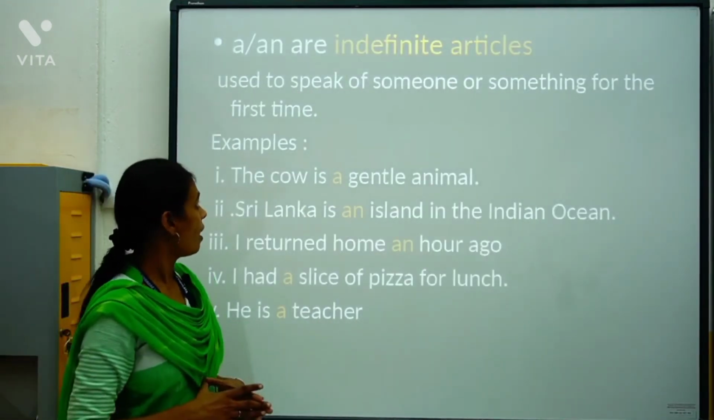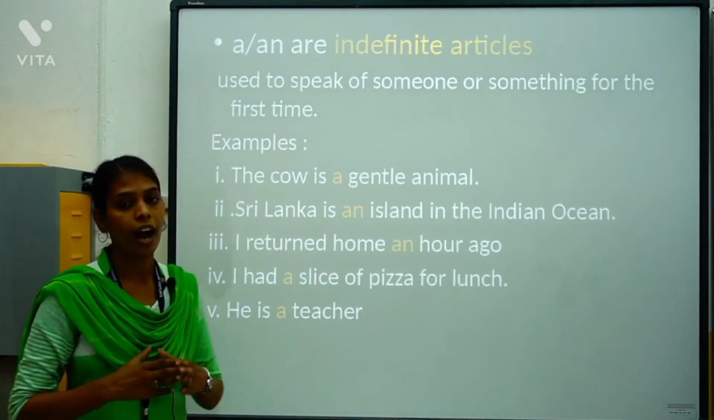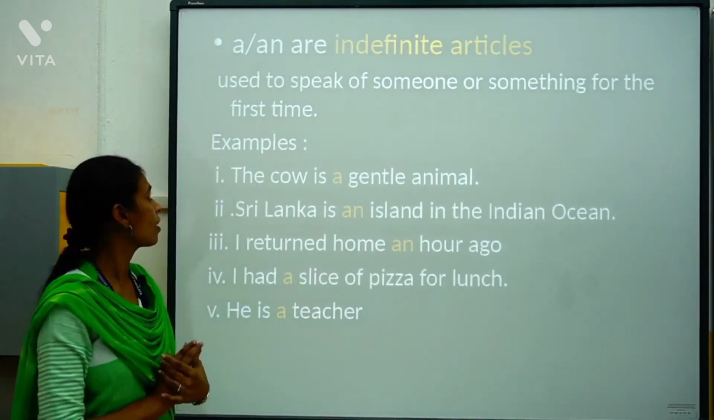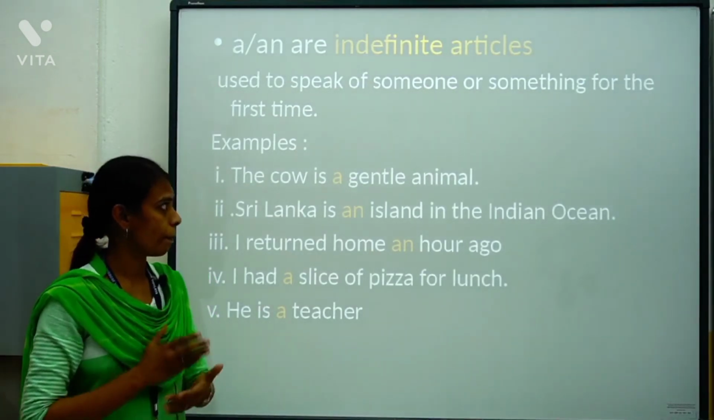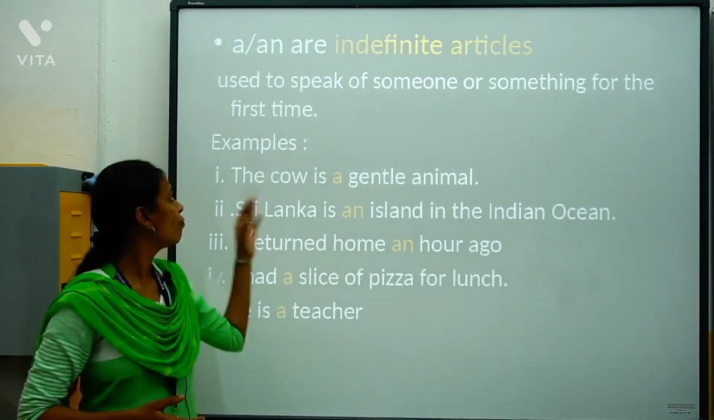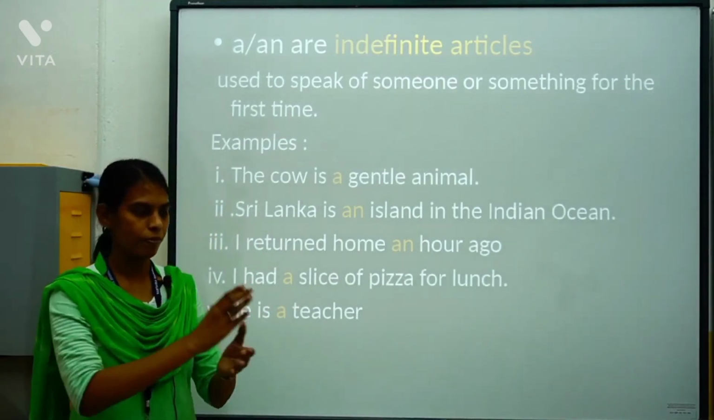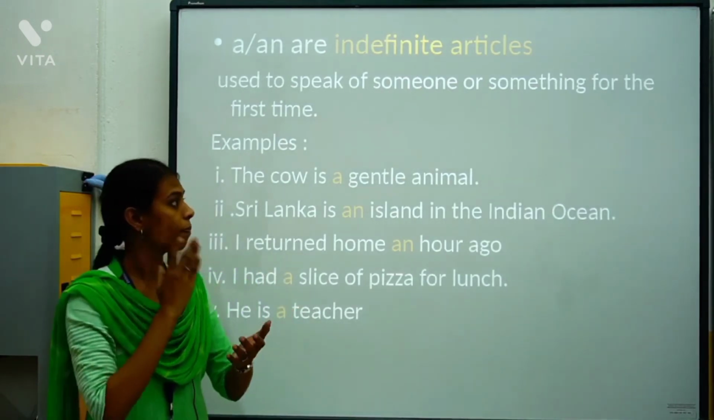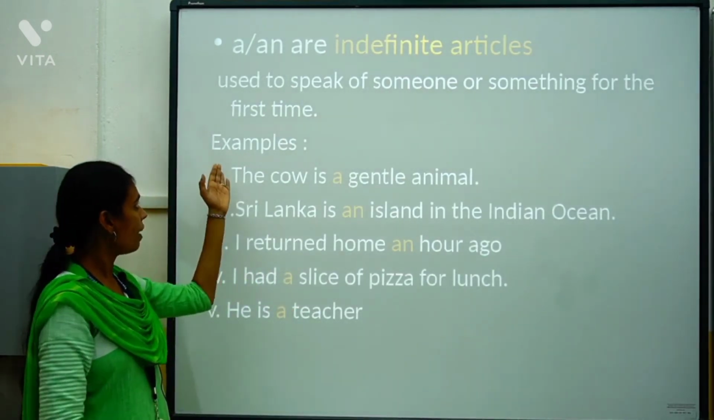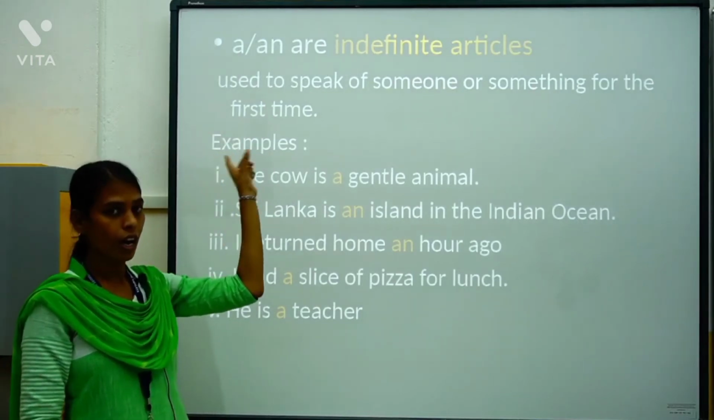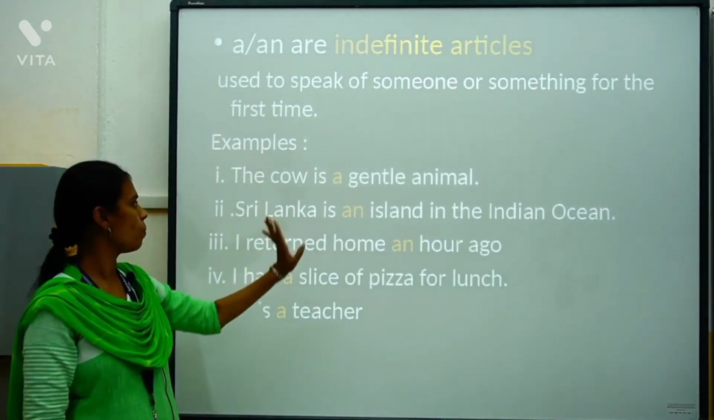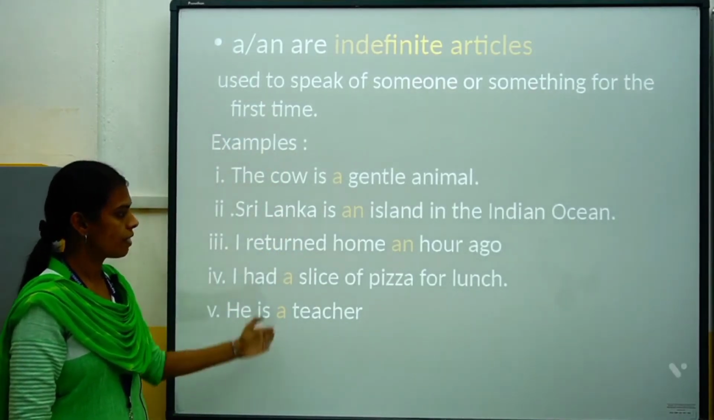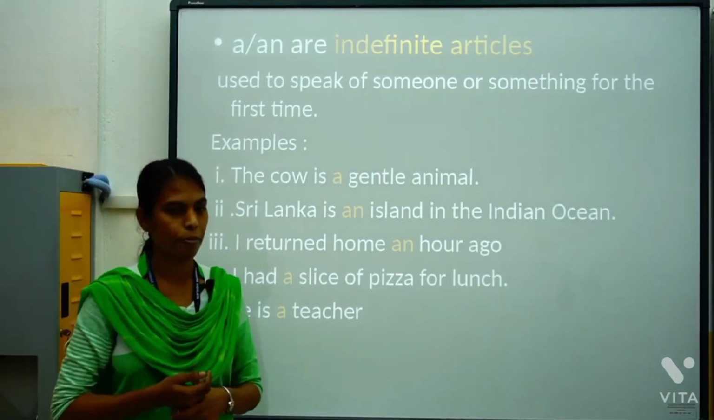"A" and "an" are indefinite articles, okay? Indefinite articles are used to speak of someone or something for the first time. When you speak of something or some person for the first time, we add this "a" or "an", and these are the rules, right?